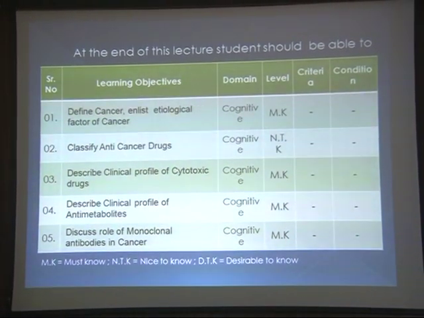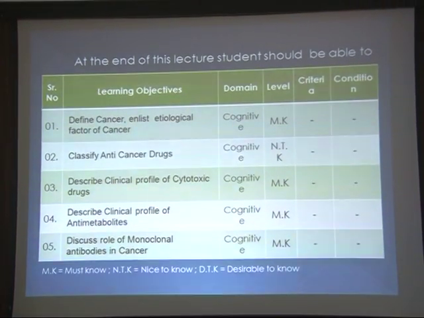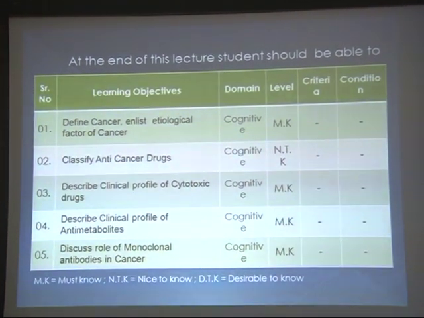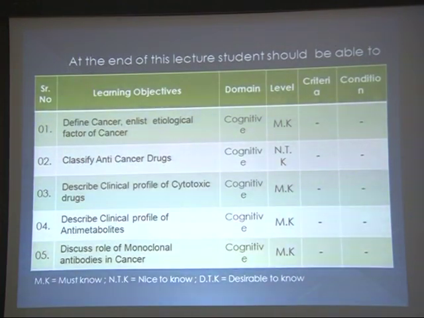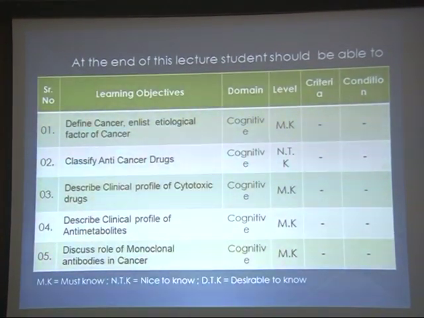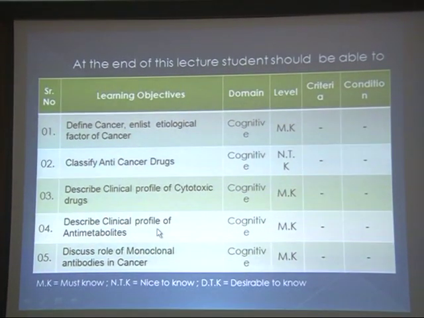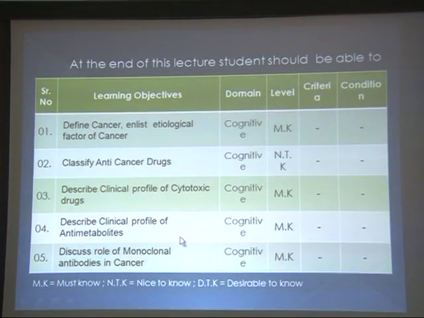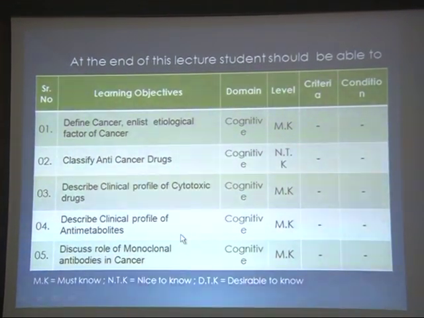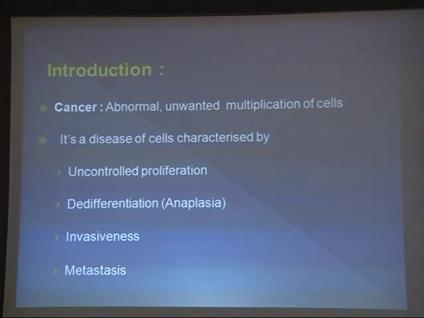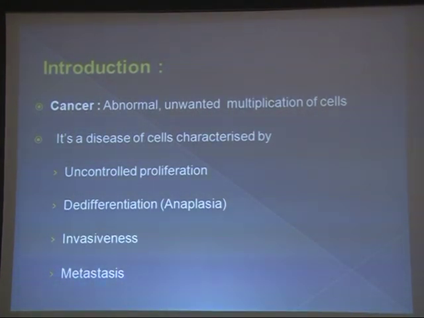Define cancer, enlist etiological factors for cancers, classify the anti-cancer drugs, describe clinical profile of the cytotoxic drugs, describe the clinical profiles of antimetabolites and discuss the role of monoclonal antibodies in the cancer. Now coming to introduction, what exactly is cancer? It is an abnormal, unwanted multiplication of cells.